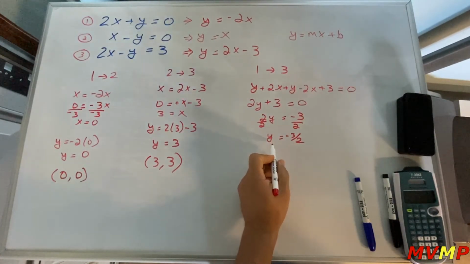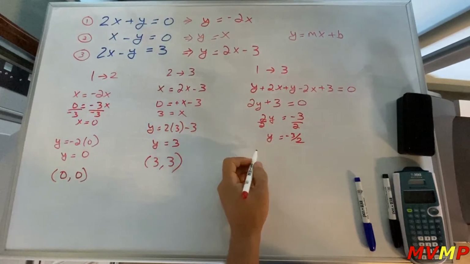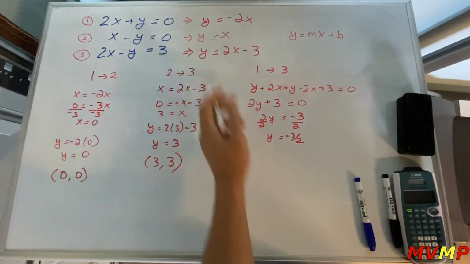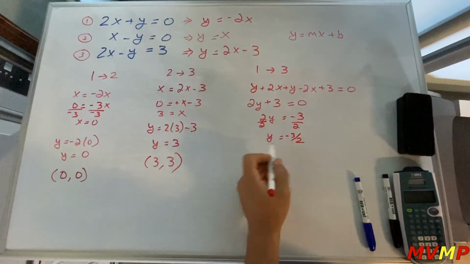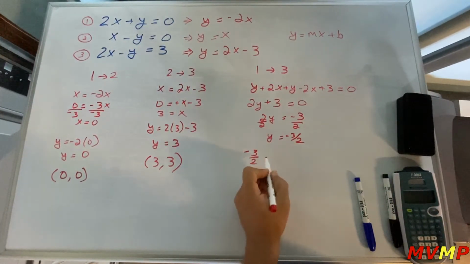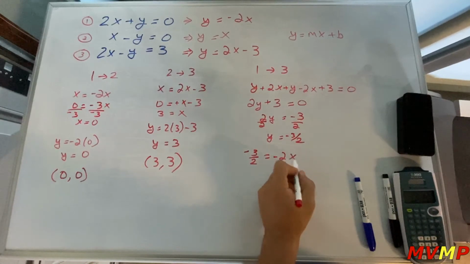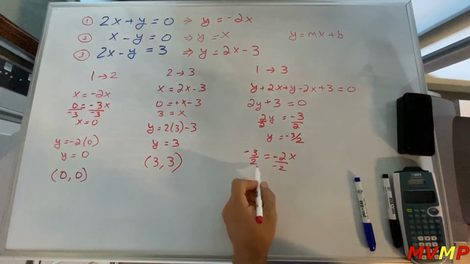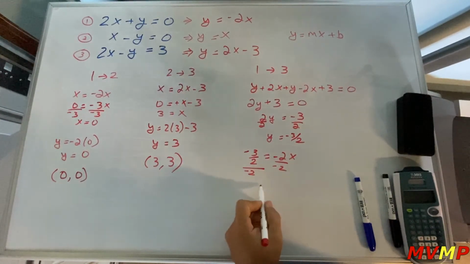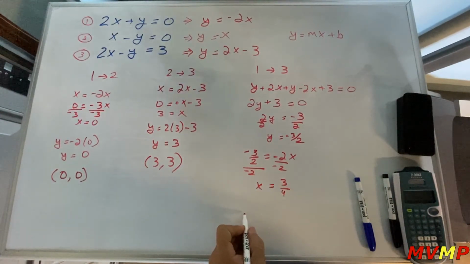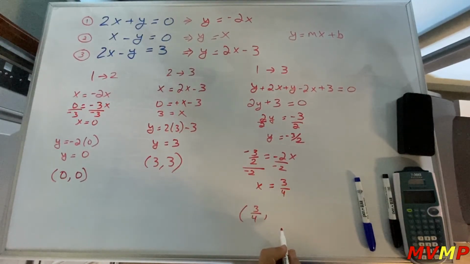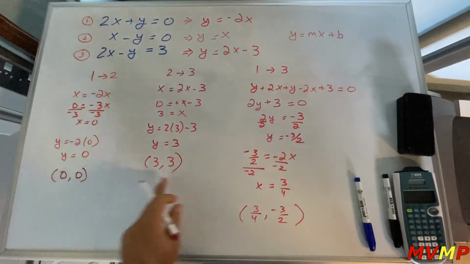Now you can use this, you plug it into either one. So let's say we have this one. Let's do it to that one since it's easier. So we just go negative 3/2 equals negative 2x, divide by negative 2, divide by negative 2, and you'll get x equals 3/4. So in this one, our vertices point of intersection is this.